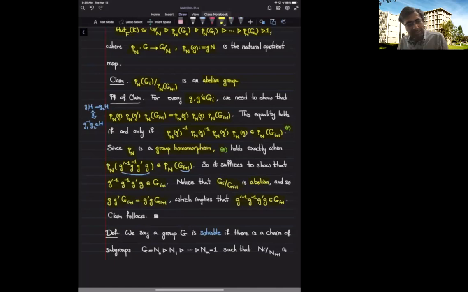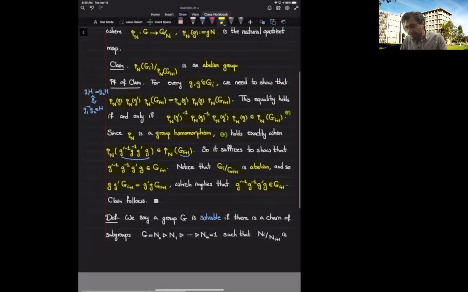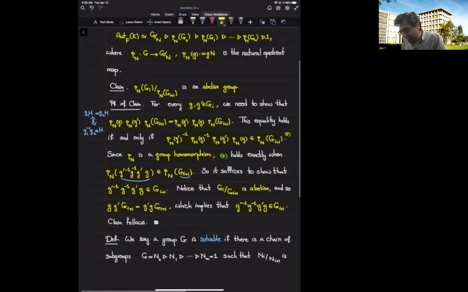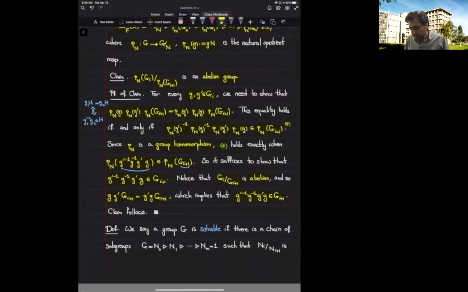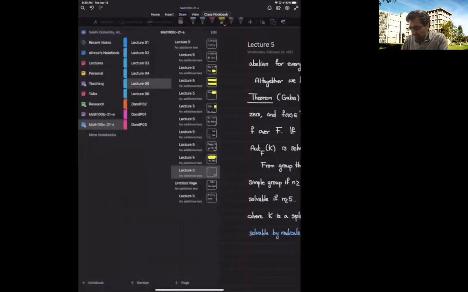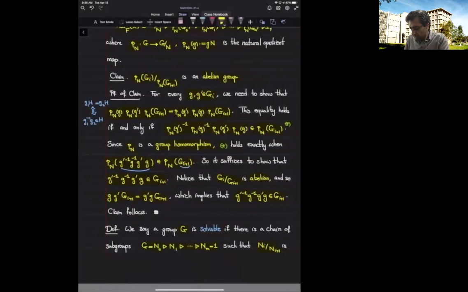So altogether, what did I end up getting? We end up getting that the group of F automorphisms of K has a chain of subgroups starting from G, getting to the trivial subgroup. And each time that I look at the G sub i and mod it out by the next one, I get an abelian group. Such a group we call solvable. So if I have a group G, we call it solvable if I do have this chain of subgroups with this property.